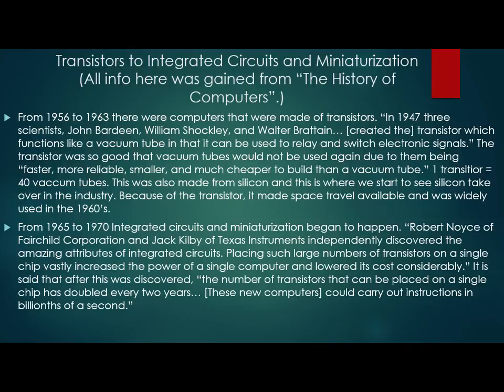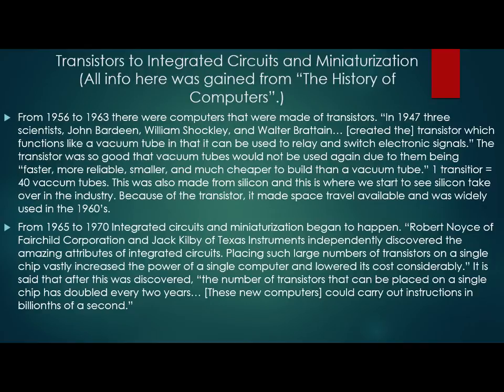The transistor was so good that vacuum tubes would not be used again, due to transistors being faster, more reliable, smaller, and much cheaper to build than a vacuum tube. Basically, one transistor equals 40 vacuum tubes. So, I mean, that cuts down greatly when you're hearing the numbers from before to now.